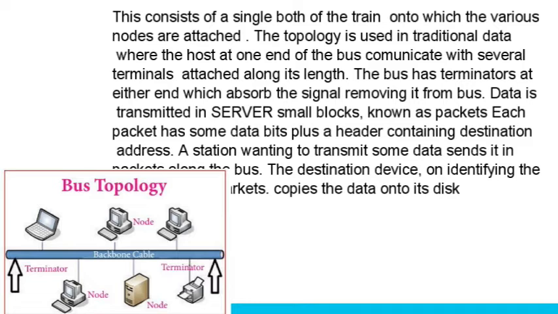What happens is data is transmitted in small blocks known as packets. Each packet has some data bits plus a header containing a destination address. A station wanting to transmit some data puts packets along the bus. The destination device identifies the address and copies the packet data onto its disk.